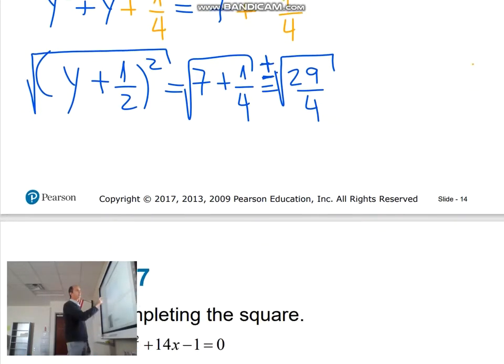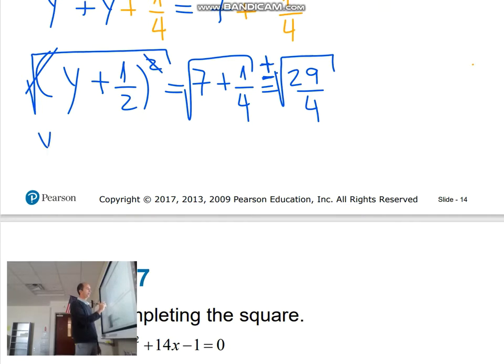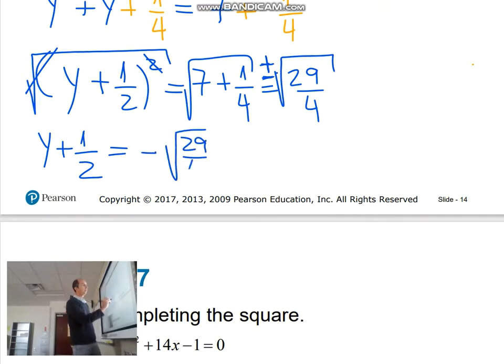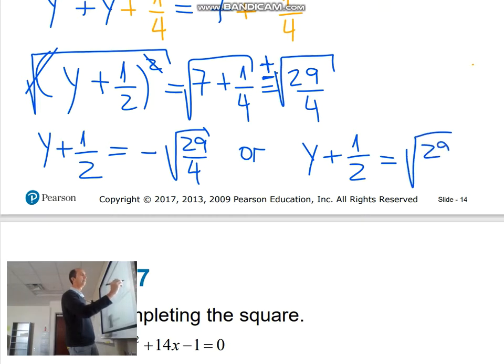And then you have, simplify, y plus 1 over 2 equals negative square root of 29 over 4, or y plus 1 over 2 equals, what? Positive square root of 29 over 4.